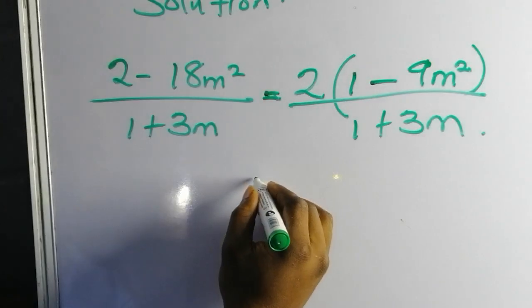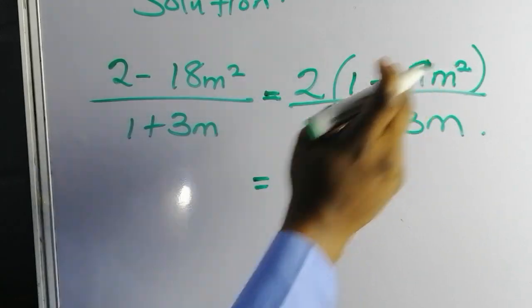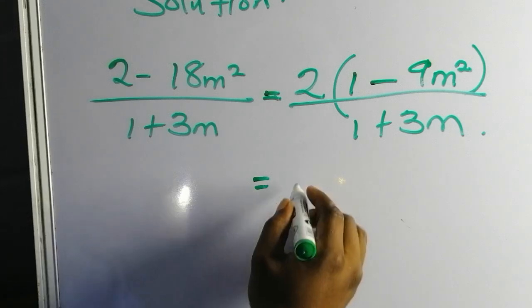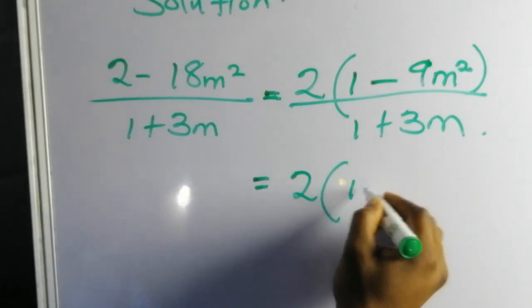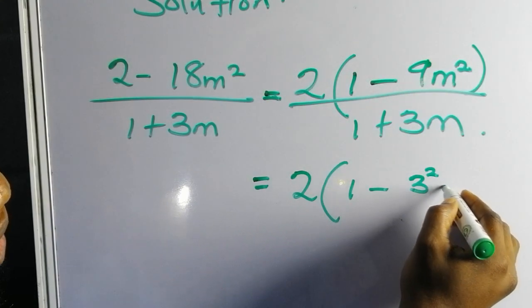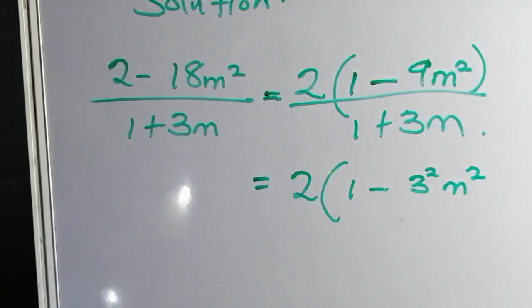Now, what can you multiply 2 times to give you 9? That is 3. You are trying to simplify it, to break it down to the lowest, to where you cannot move further again. That is what we are trying to do. So this is the same thing as 1 minus 3 square, m square. Do you see it now?